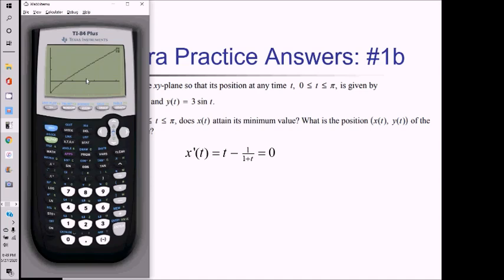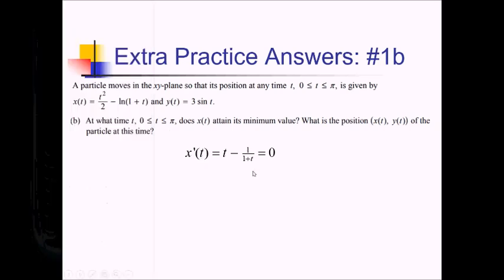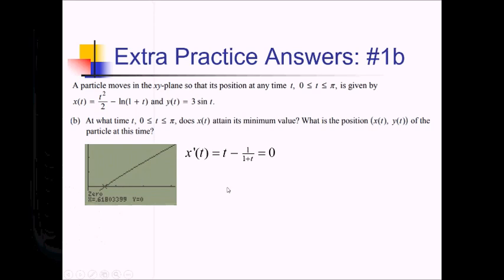So let's find what that critical value is. Do second trace, and then option 2 for 0. Let me move my spider a little bit to the left of that, and press enter. Move a little bit to the right, press enter again, press enter one more time for good measure. It's about 0.6180, some change. So I'm going to give that a name. I'm going to call that value there that I just found P. So P is approximately that number that I just found.